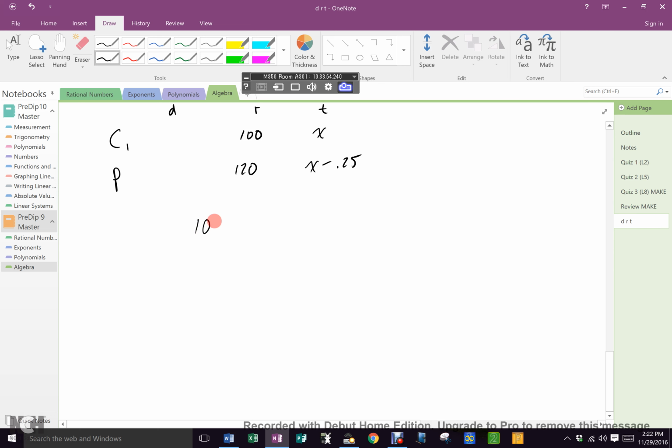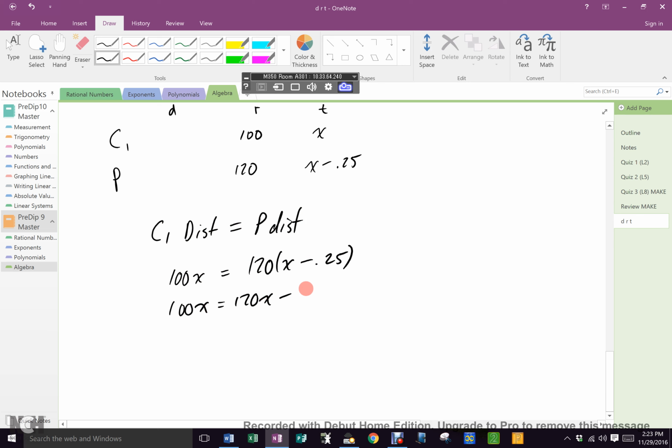When do they catch up? When car 1's distance equals the police distance. Well, the car 1 distance is 100x. The police distance is 120 times x minus 0.25. 100x equals 120x minus 30. So minus 20x equals minus 30. x equals what?